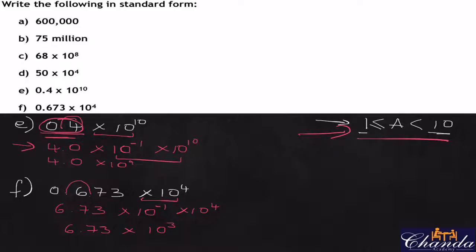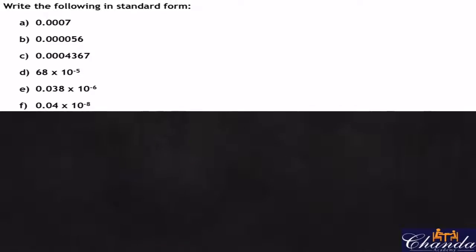Fantastic. Now, let's move into the next set of questions. These questions say, write the following in standard form again. We have A, which is 0.0007. Once again, this does not fall into the range where the number has to be between 1 and 10.